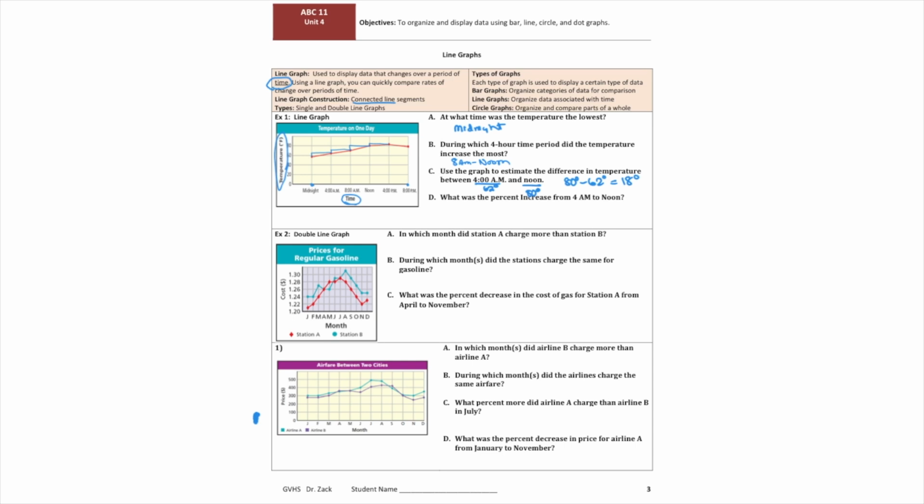Question D. What was the percent increase from 4 a.m. to noon? So use words. Percent increase times the original temperature in this case is going to be equal to the number increase. Now we found the number increase in part C, so that's going to be 18. The original temperature occurred at 4 a.m., so that's going to be 62 degrees. And the percent increase is what we're looking for. Do some division. Your percent is 18 over 62, and then you're going to rewrite that as 29%.